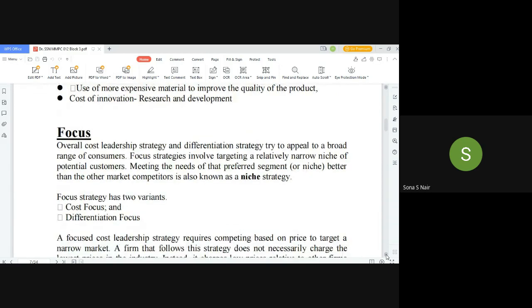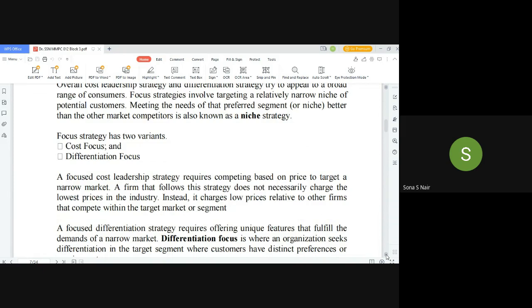The third strategy that was proposed by Porter was the focus strategy, and we said that focus can have two variants: cost focus and differentiation focus. A focused cost strategy requires competing based on the price to a narrow market. Now, the important point here is that the cost competition is only with that segment. The product possibly might be more costly in the other segments.